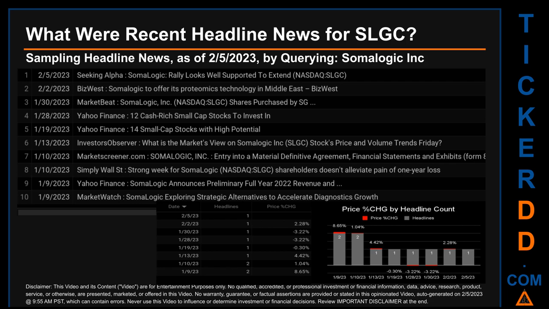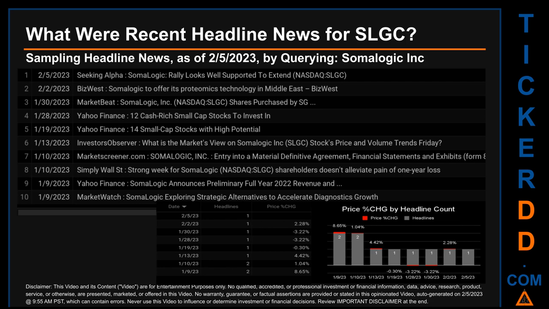Correlated or not, as it happened, the stock price for SLGC on those publication dates respectively saw a jump of 2.28% along with a jump of 8.65% when comparing the day's opening versus closing price. The latest publication date of Sunday, February 5, 2023, was actually the day with the highest percentage change in price. It saw a price jump of 8.65%.